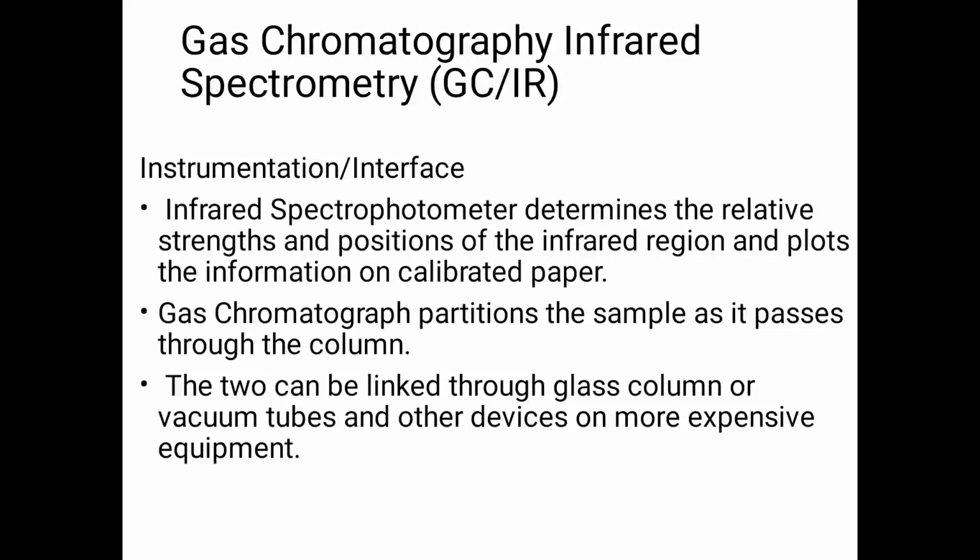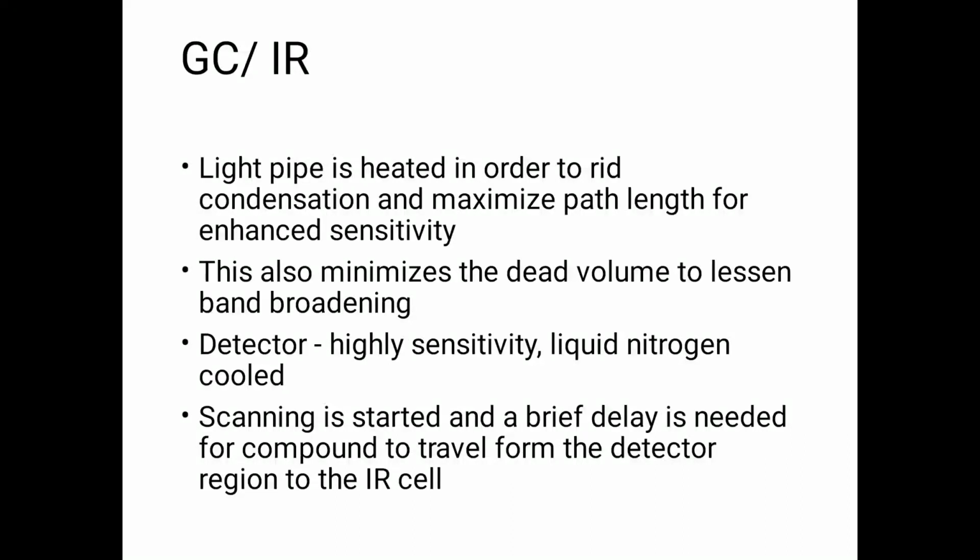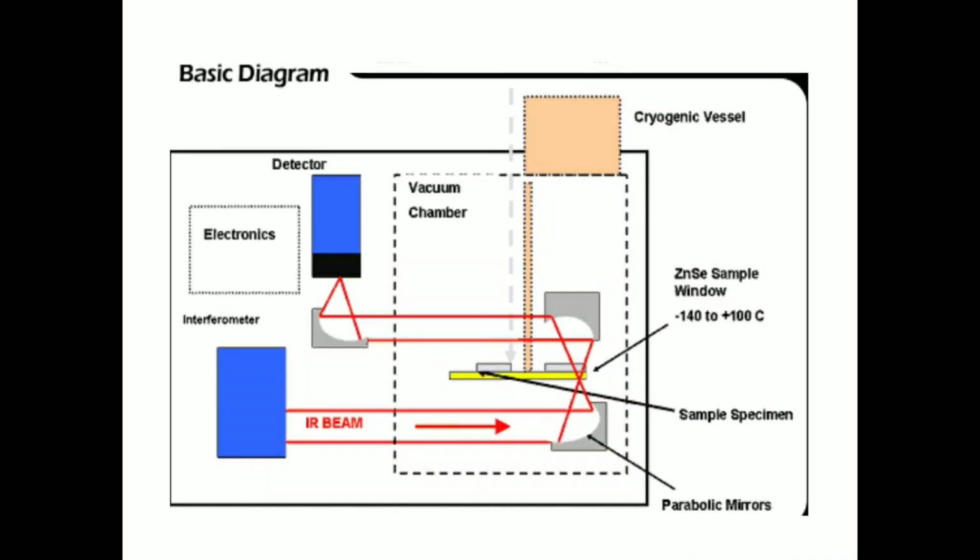Some instrumentation part of the GCIR. The infrared spectrometer determines the relative strength and the position of the infrared region and plots the information on calibrated paper. The gas chromatograph partitions the sample as it passes through its column. The two can be linked through a glass column or a vacuum tube and other devices on more expensive equipment. This is the basic diagram of the GCIR.